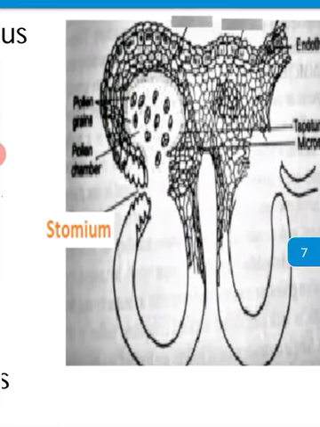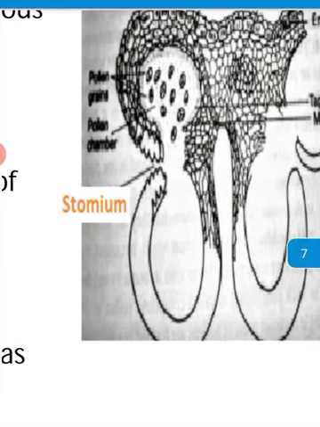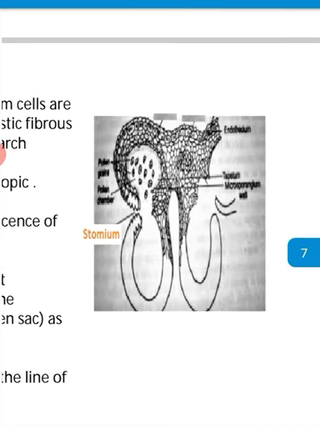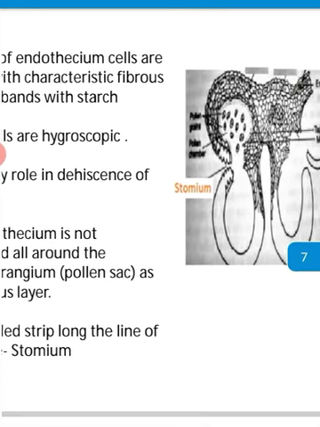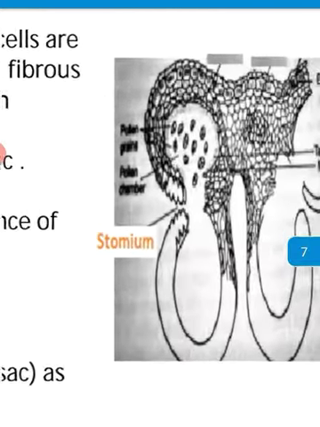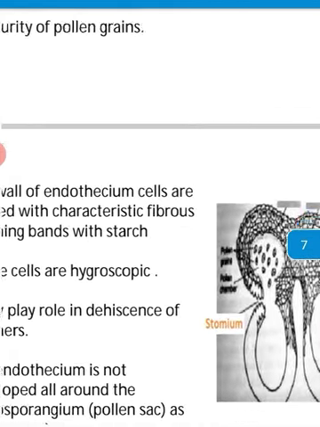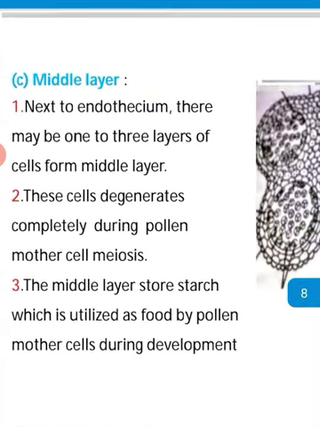Look here. The stomium is very clear, and it is the line of dehiscence, and through this line of dehiscence pollen grains get dispersed. So the endothecium helps in the dehiscence of the anther and dispersal of the pollen grains.